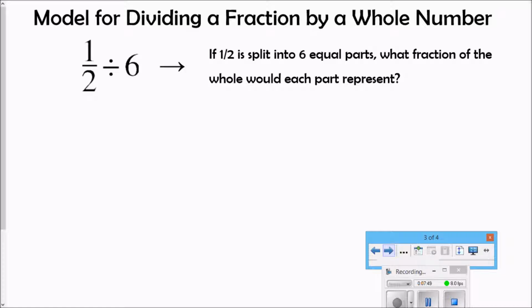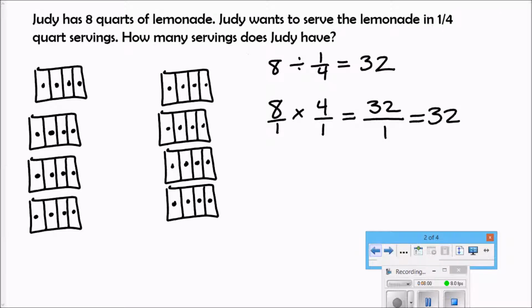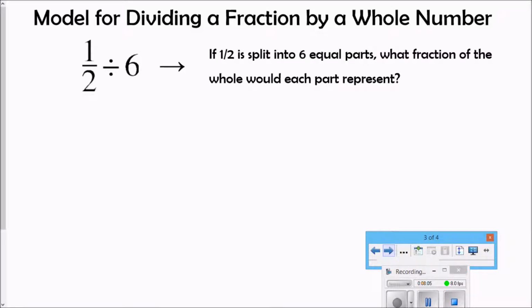All right, this next example is modeling dividing a fraction by a whole number. So I intentionally, for this problem, use the same numbers as the first problem, but you'll notice the 1/2 is now the dividend and the 6 is now our divisor. With this problem, I like to think of it as asking the question: if 1/2 is split into 6 equal parts, what fraction of the whole would each part represent?